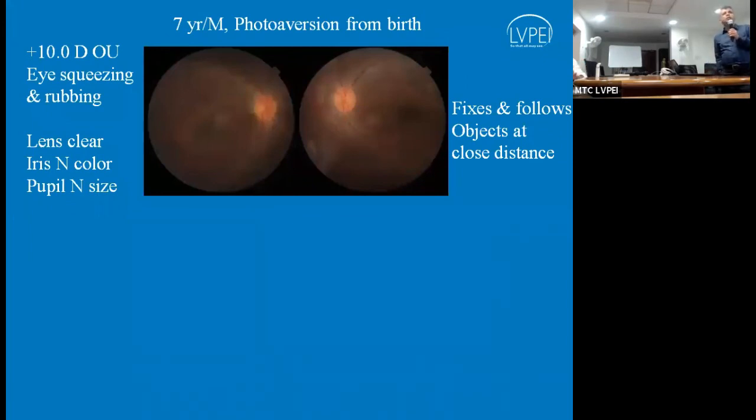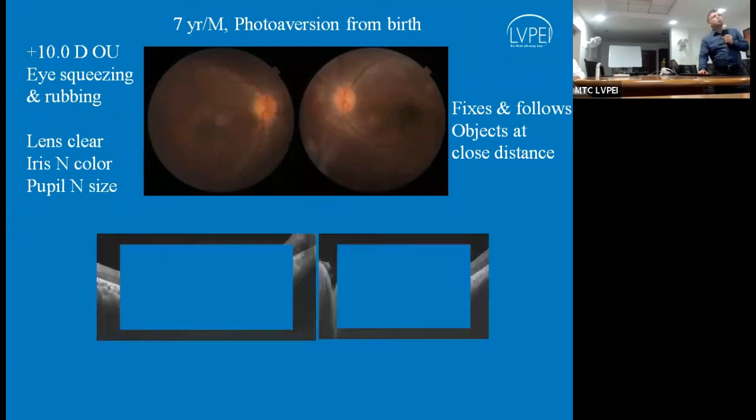7-year-old male. Now, features suggestive of retinitis pigmentosa. You see the arterial attenuation, diffuse RP mottling, but the boy's chief complaint was photoaversion from birth. So then what is the diagnosis? Is it cone dystrophy? Is it achromatopsia or Leber's congenital amaurosis? What to do? Which test next?